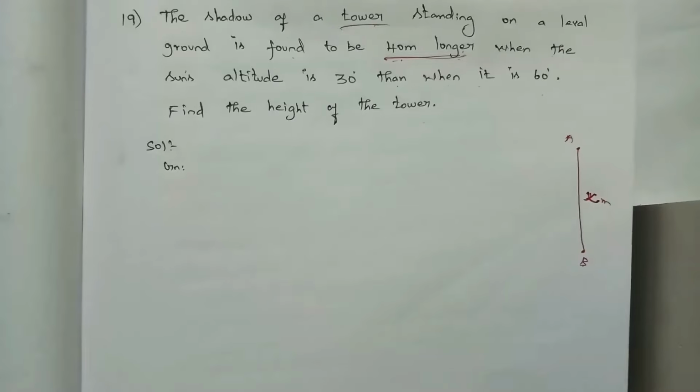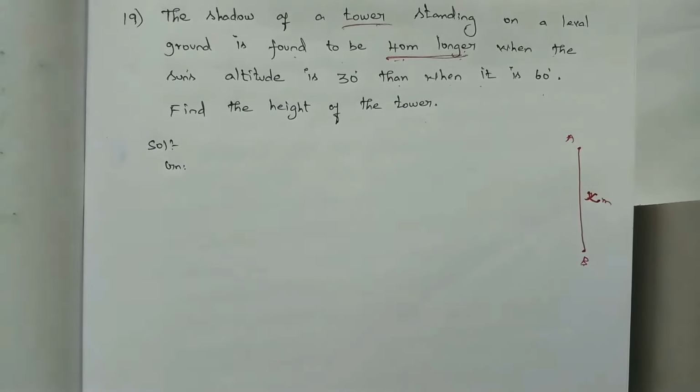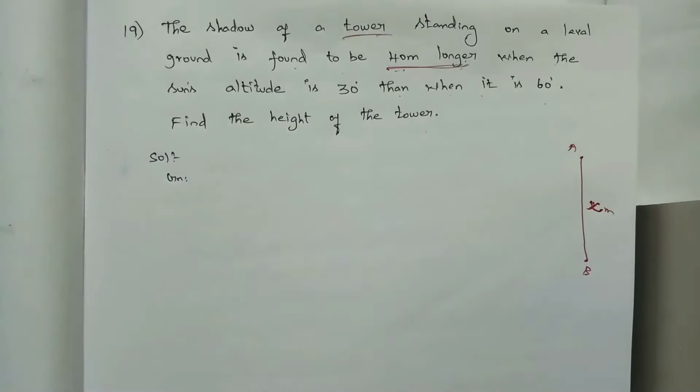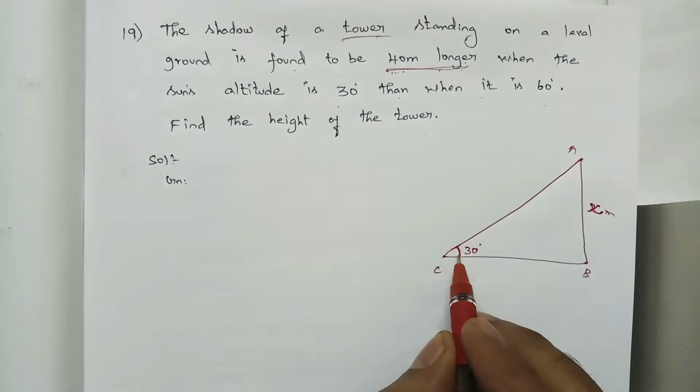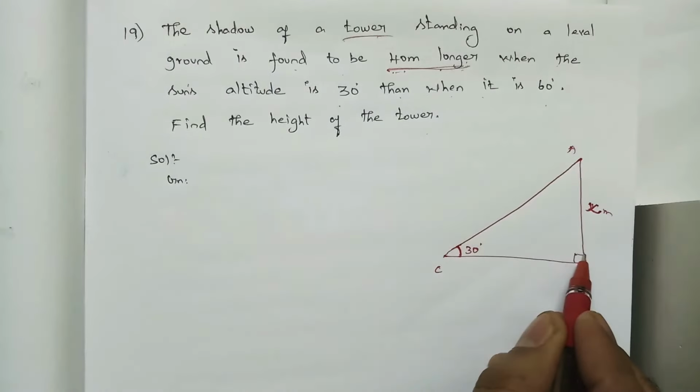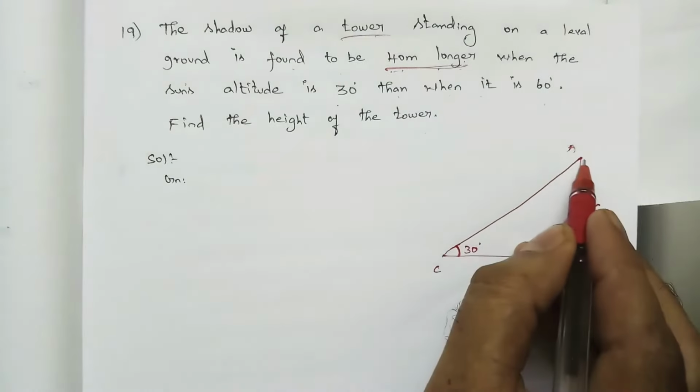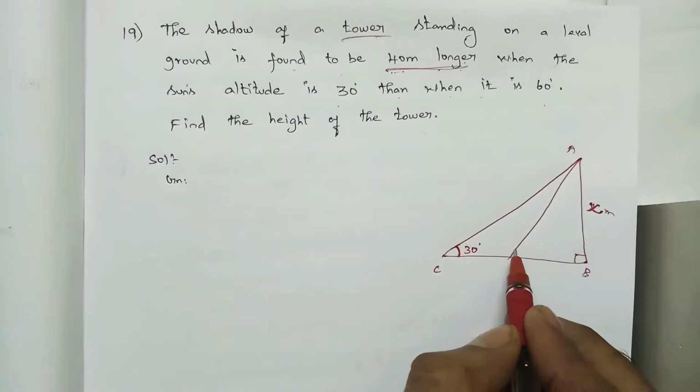Sum number 19, right? So the angle of elevation, right? The angle of elevation is nothing but 30 degree. The sun's altitude, that is angle of elevation, is nothing but 30 degree, A, B and C, right? 40 meter longer when the sun's altitude is 30 degree than when it is 60 degree. When it is 60 degree means it is closer to the right angle, closer, right? So here alone it will become 60 degree, right?